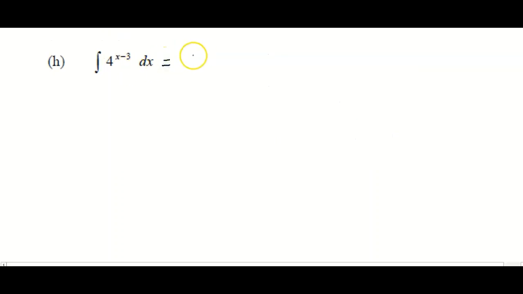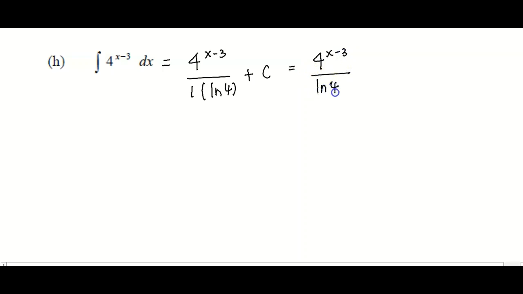This question, write down the function 4 power of x minus 3, and you need to divide it by 1, which is the coefficient of the x, and divided by log 4 plus constant c. Then you simplify your answer. 4 power of x minus 3 over log 4 plus c.